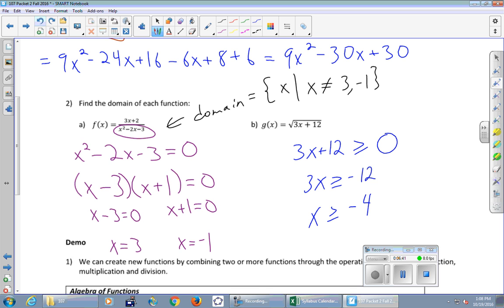Okay, so in this case, we're done. That's the domain. Set of all x such that x is greater than or equal to -4.